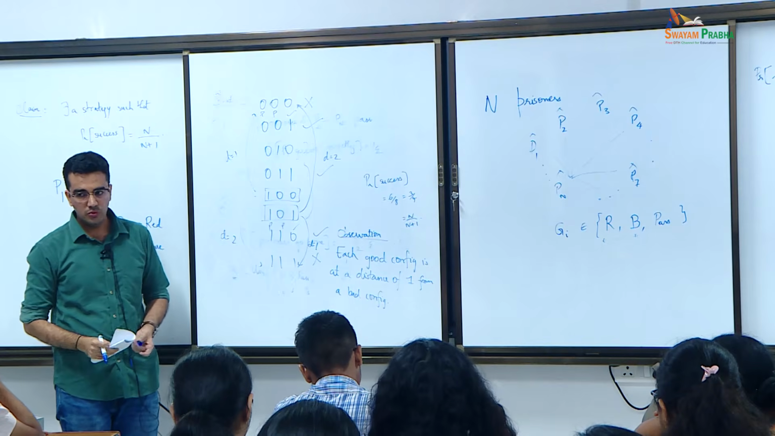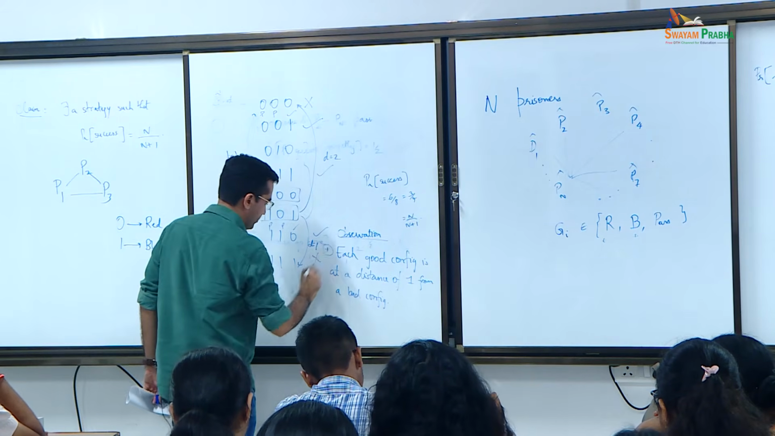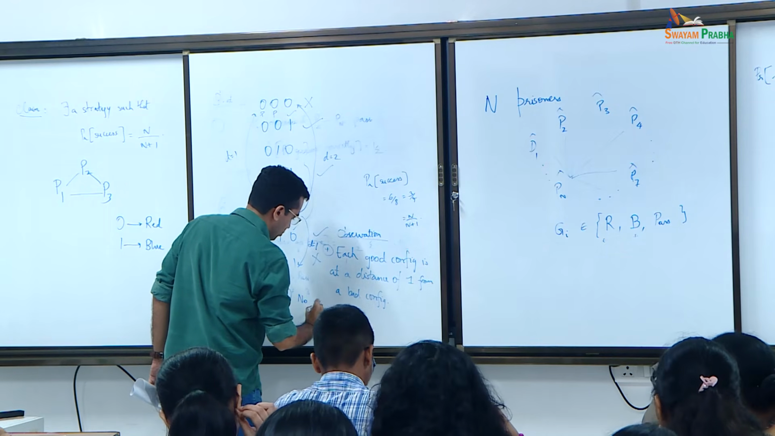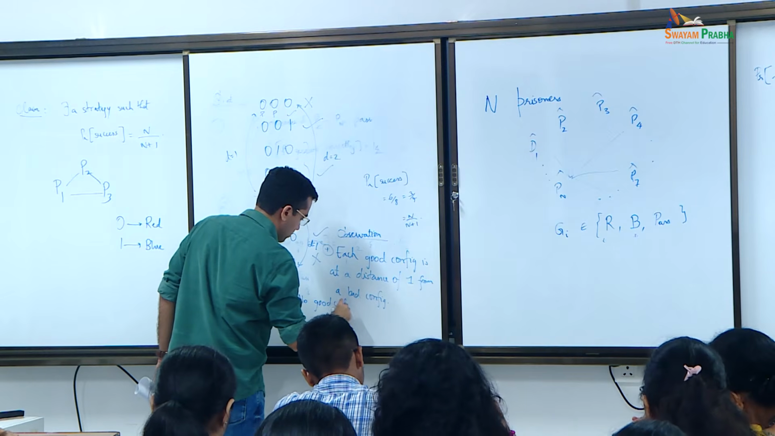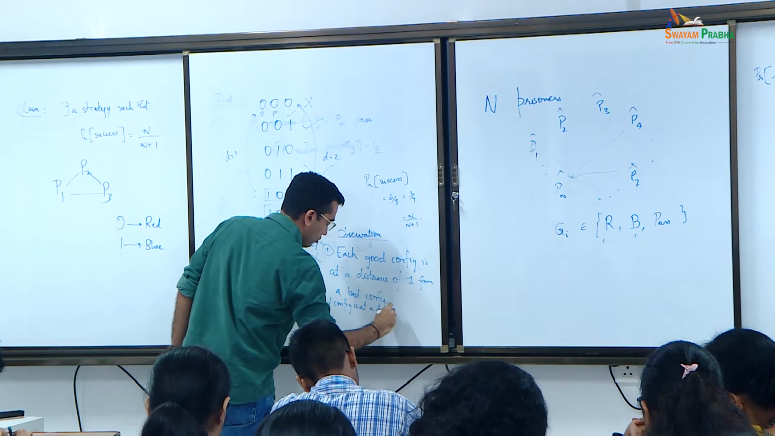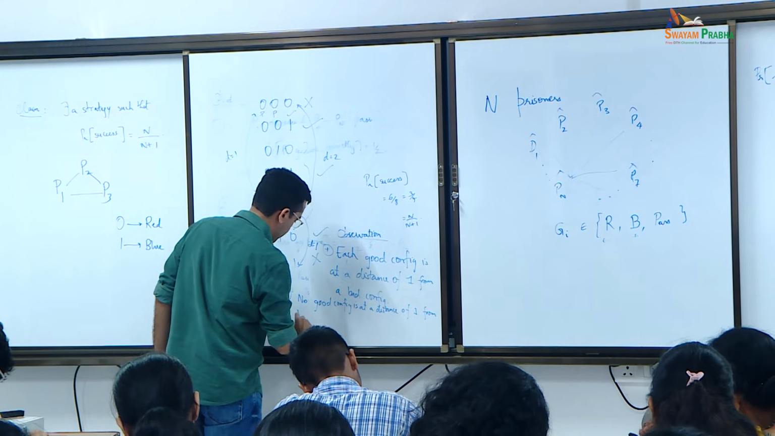That is the task that we want to do. Interesting, huh? So this is observation 1. Observation 2 is that no good configuration is at a distance of 1 from 2 bad configurations.